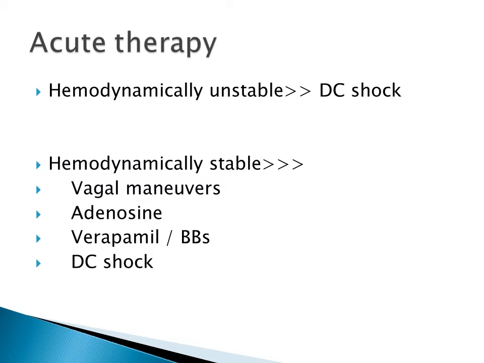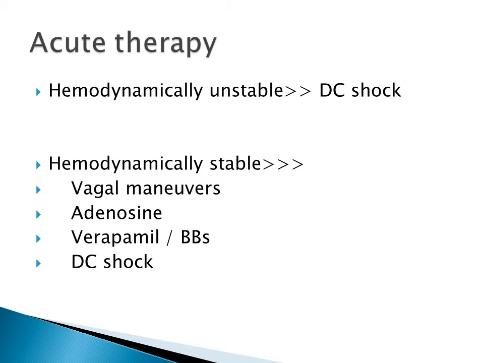hemodynamically stable patients, usually we start with vagal maneuvers like the Valsalva maneuver, and if this failed, the next step will be using adenosine 6 milligrams, and if this failed, we will repeat the dose of adenosine but giving a higher dose, 12 milligrams. So if the question asks about the best next action after failure of 6 milligrams adenosine, the next step will be 12 milligrams adenosine. And if this failed, the next step would be using a calcium channel blocker like verapamil, or a beta blocker like esmolol or metoprolol. And if all of these steps failed, the next step will be DC shock, synchronized DC shock.